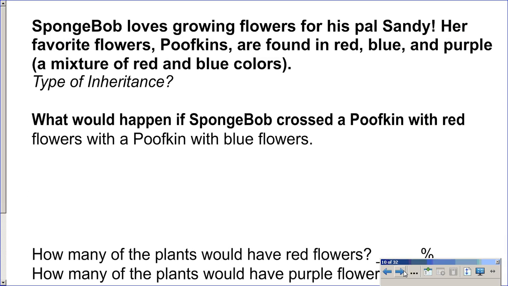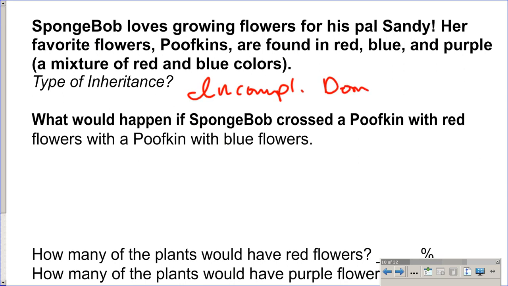Okay, let's talk about poofkins. SpongeBob loves growing flowers for his pal Sandy. Her favorite flowers are poofkins. They're found to be red, blue, and purple. So purple is going to be the mixture one, right? So what type of inheritance are we talking about here? Incomplete dominance, right? So when it says type of inheritance, it's just saying the type that we've talked about.